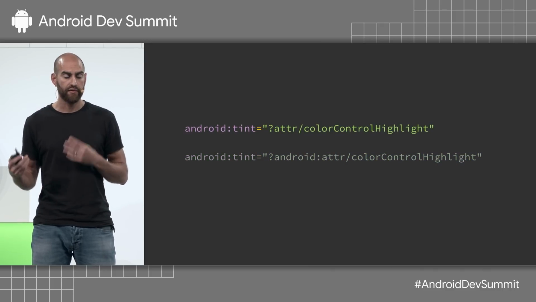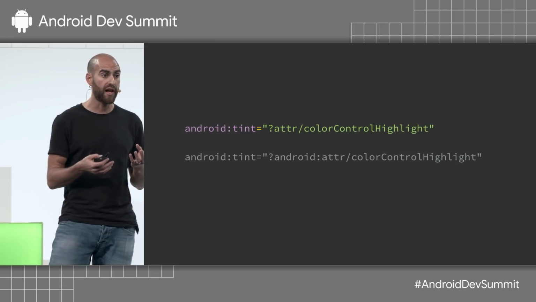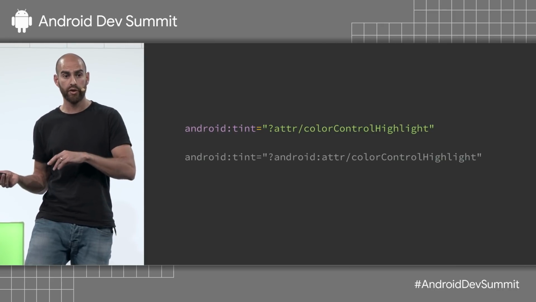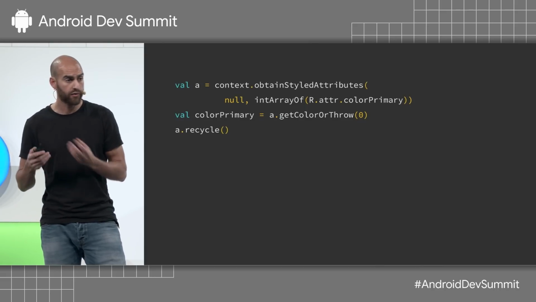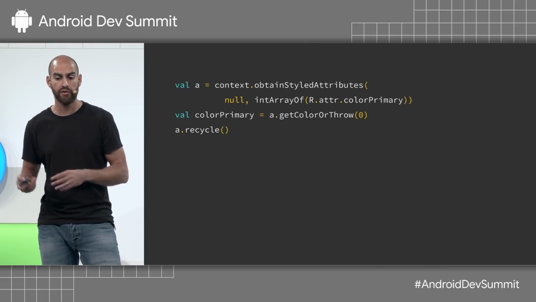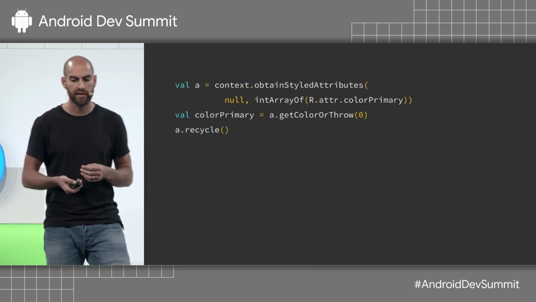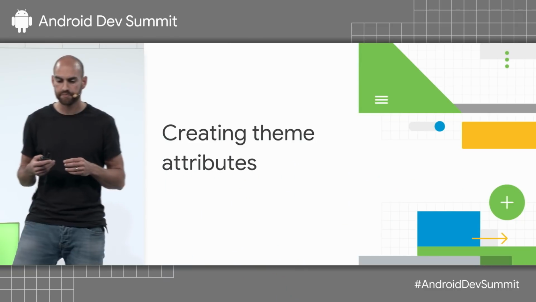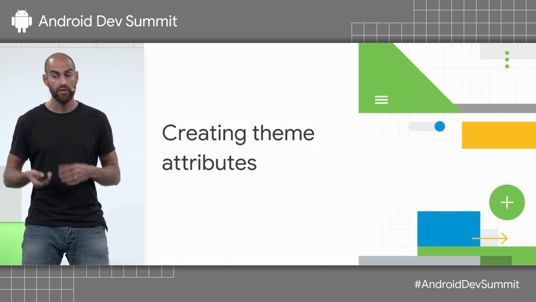Basically, the answer is always, if there is one defined in the libraries like AppCompat or Material Components, prefer that, because they'll tend to set the platform one for you and then be available for backwards compatibility and so on. You can, of course, refer to these theme attributes in code using something like this, where we're doing obtain style attributes to get hold of it, and then using KTX's get color or throw to make it a little bit more convenient.